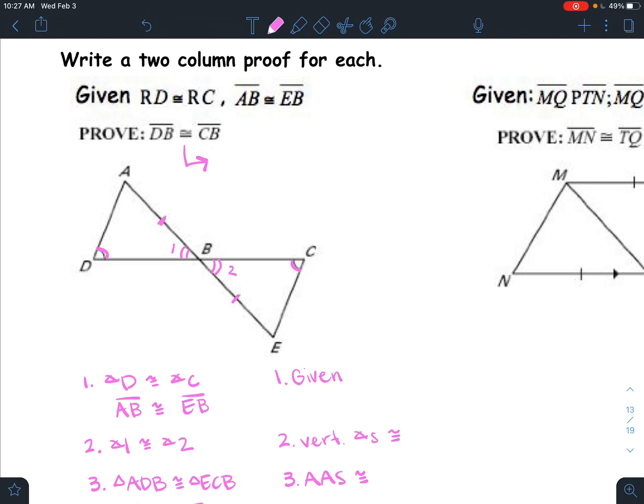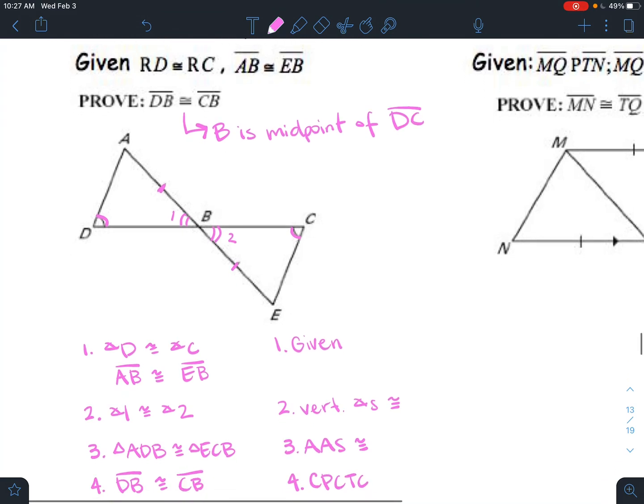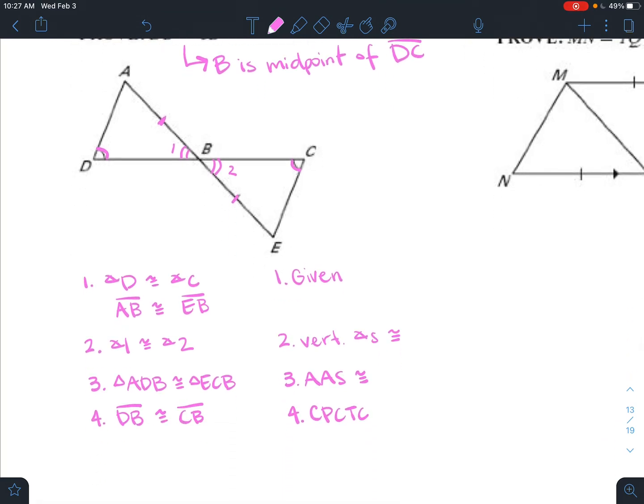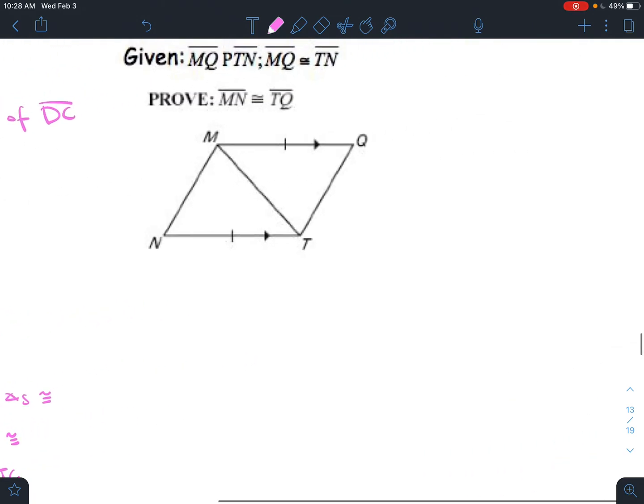One other thing that you might see, instead of asking that these are congruent, maybe it says prove that B is the midpoint of DC, in which case our next line would be that, and we would say definition of midpoint. So there are other things that we can do other than just prove things to be congruent. We're going to use those congruent pieces to then work other things.